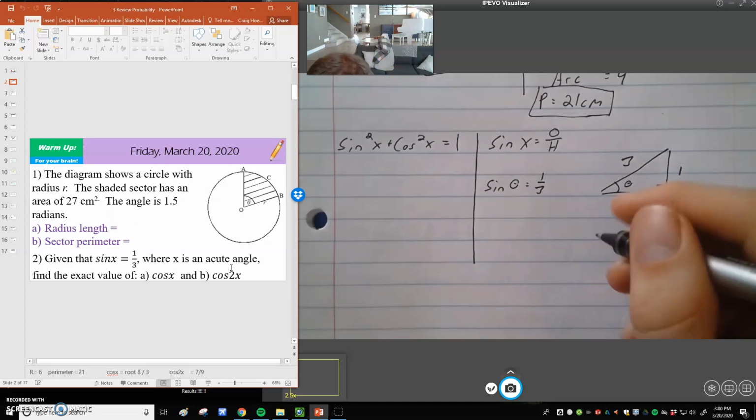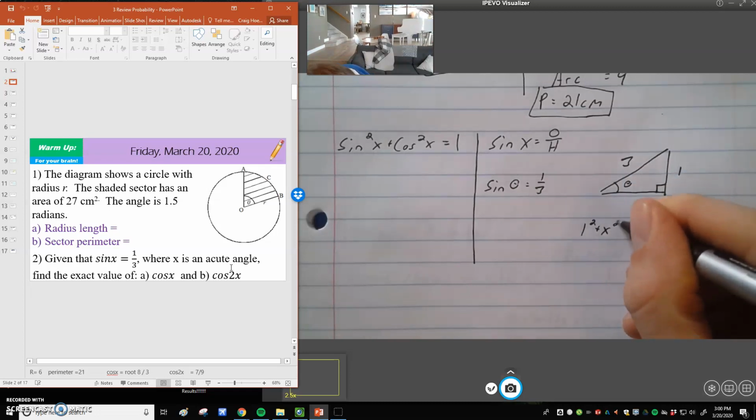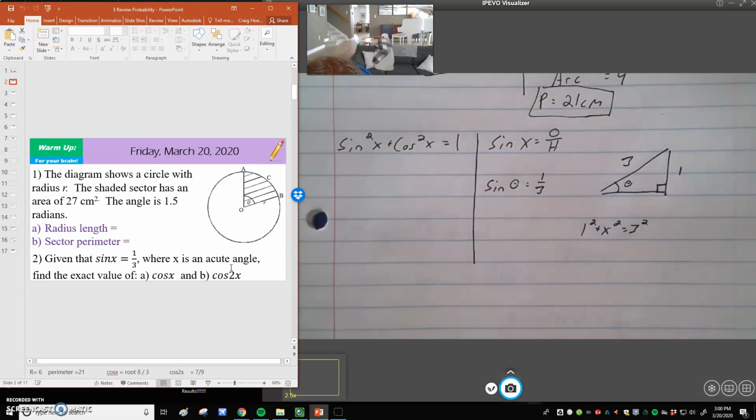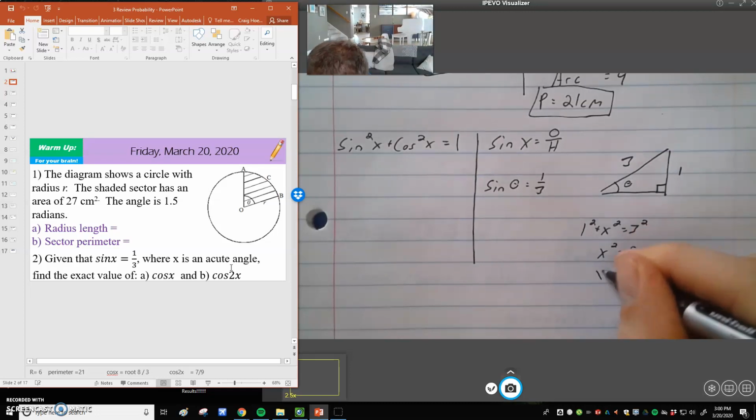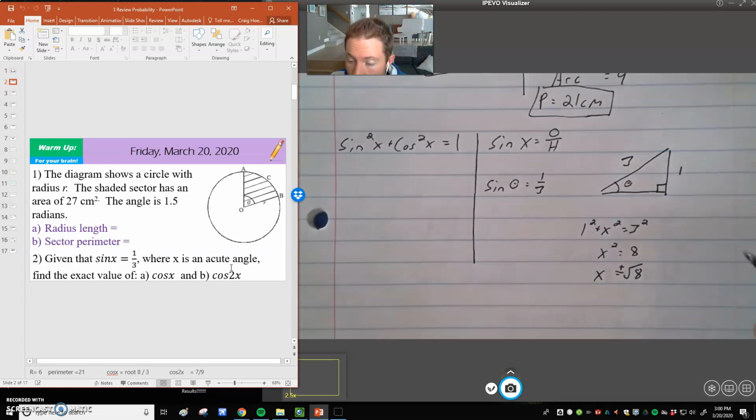real quick. Just briefly to show that, we have 1 squared plus some unknown x squared equals 3 squared. X squared equals 8, or x equals the square root of 8. Now technically it is plus or minus the square root of 8. Let's look back to the question. Here they've told us that x is an acute angle.